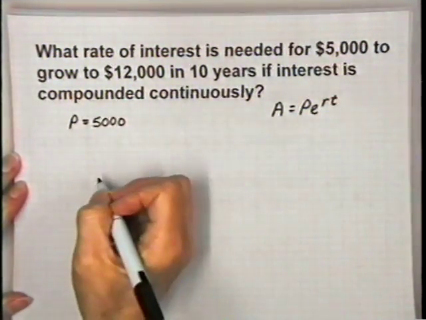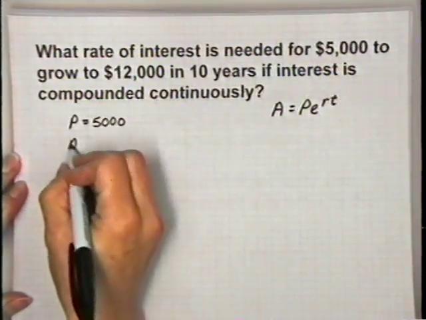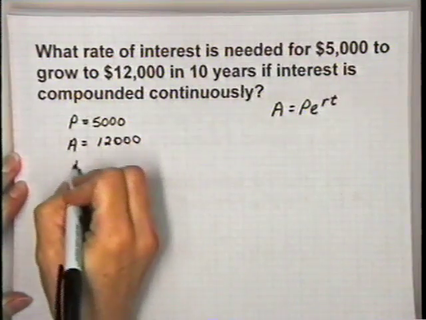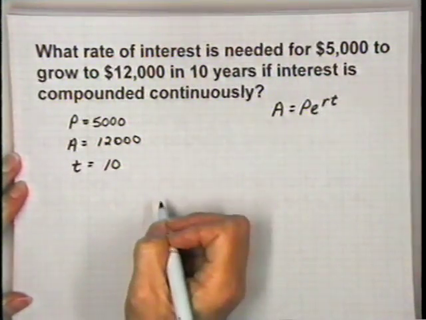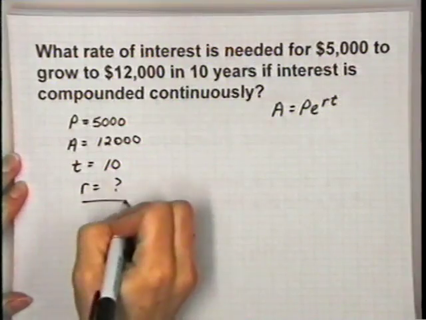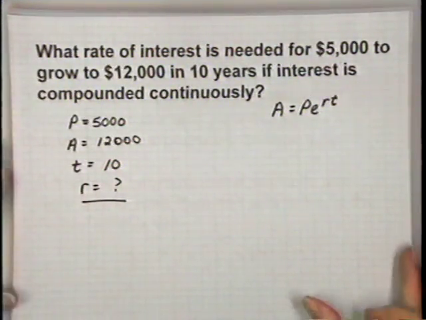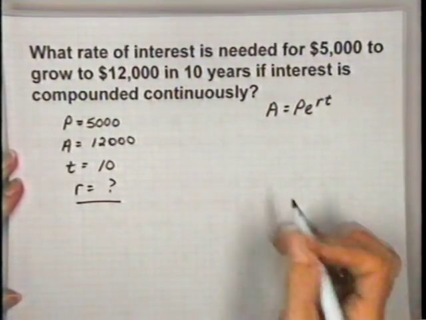We want it to grow to 12,000. In other words, we want the final amount in that account to be 12,000. Our time is 10 years. What about r? We don't know r. That's what we're asked to find, isn't it? What rate of interest? Well, let's substitute into our formula and see what happens.